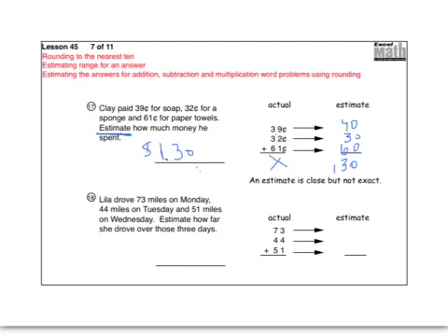Okay, so we've got all these miles, and we want to estimate how far they drove. 73 rounded to 70, 44 rounds to 40, 51 rounds to 50, and then you get 11 plus 5, 16, 160 miles. Don't forget your label on there. And notice that I'm not finding the actual answer, just finding my estimate, because that's what it tells you to do.